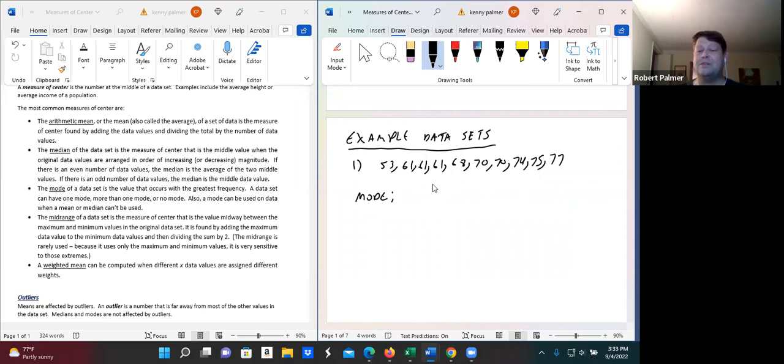So if you look, and once again, that doesn't have to be a mode. There can be more than one mode. As we see, the number 61 occurs 3 times. The number 70 occurs 2 times. And all the other values only occur once. So our mode is 61. It's the most frequently occurring value.